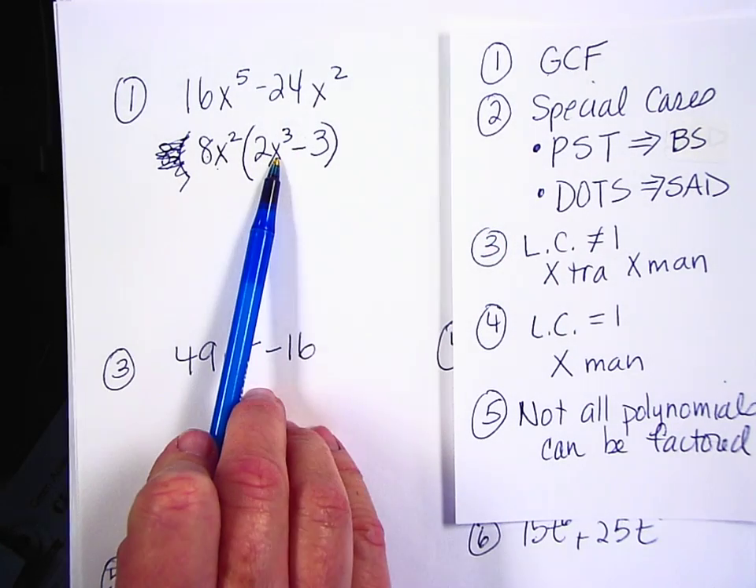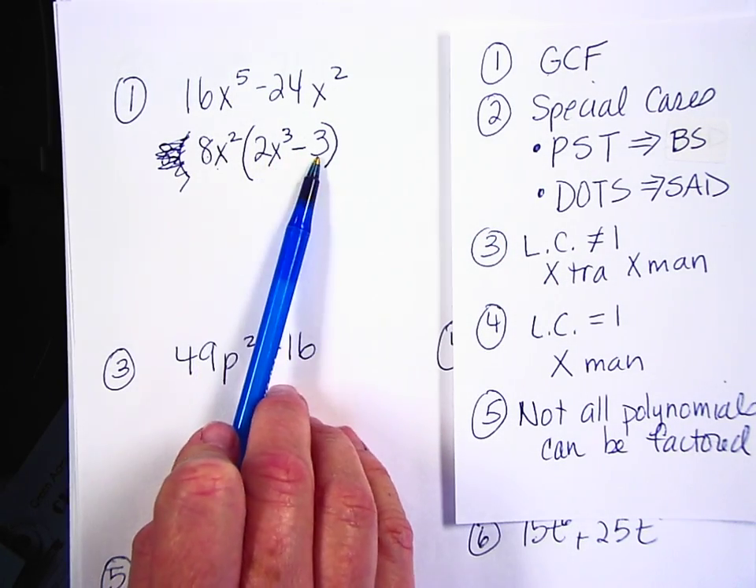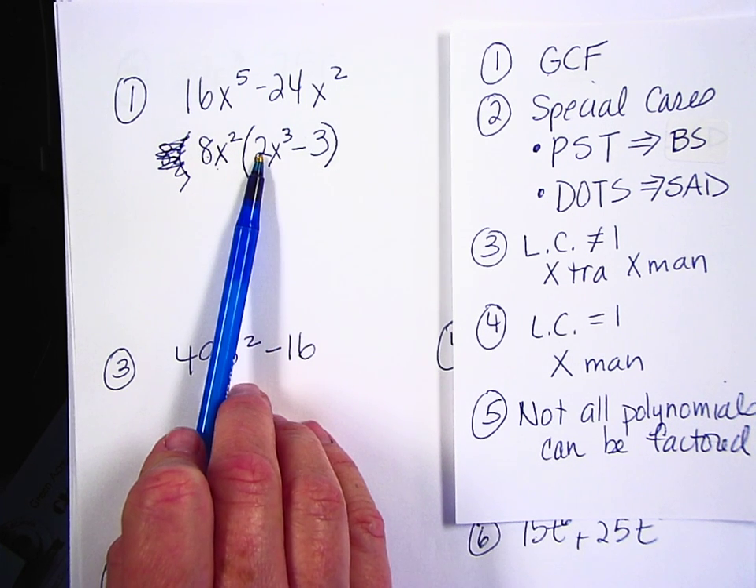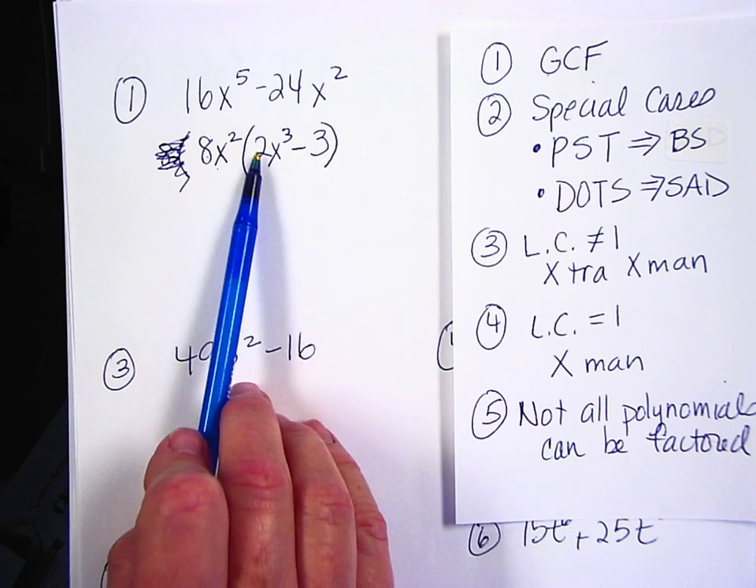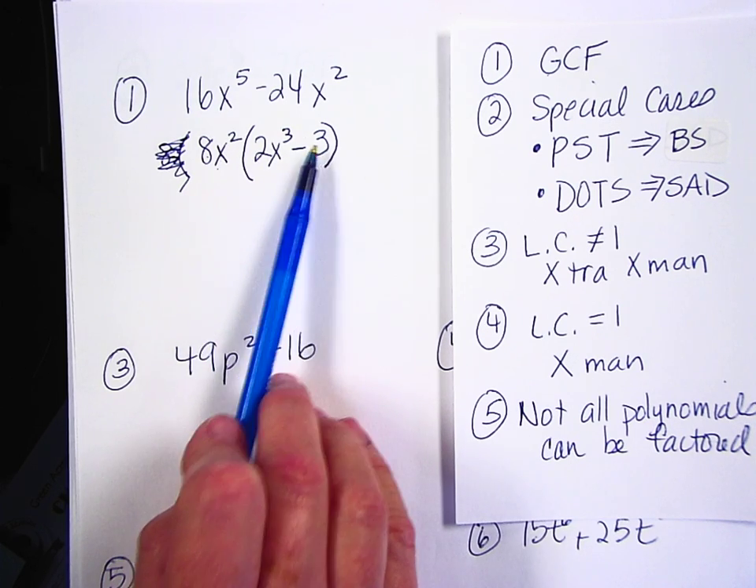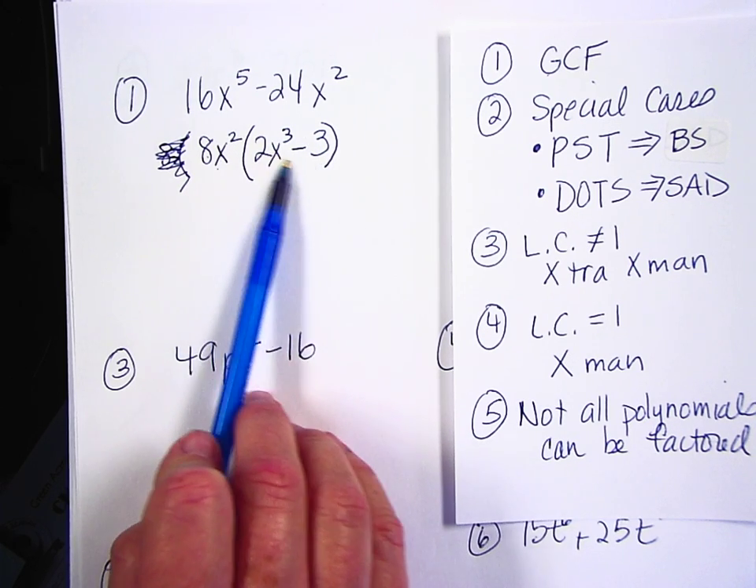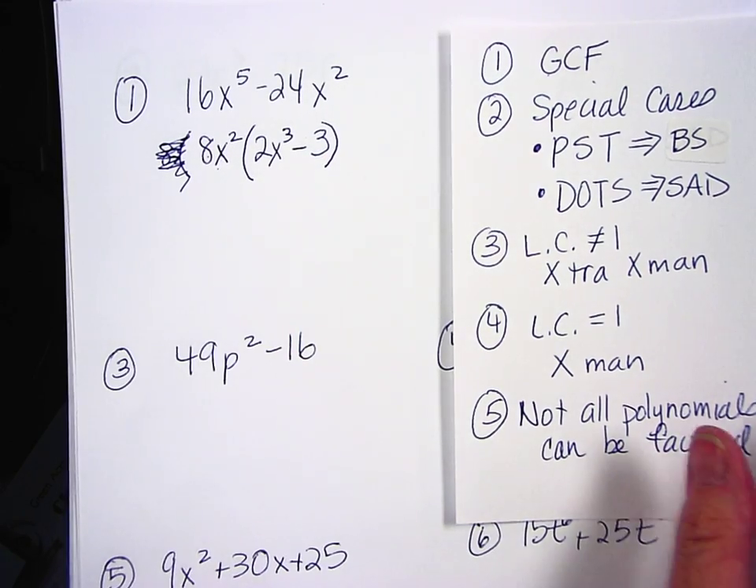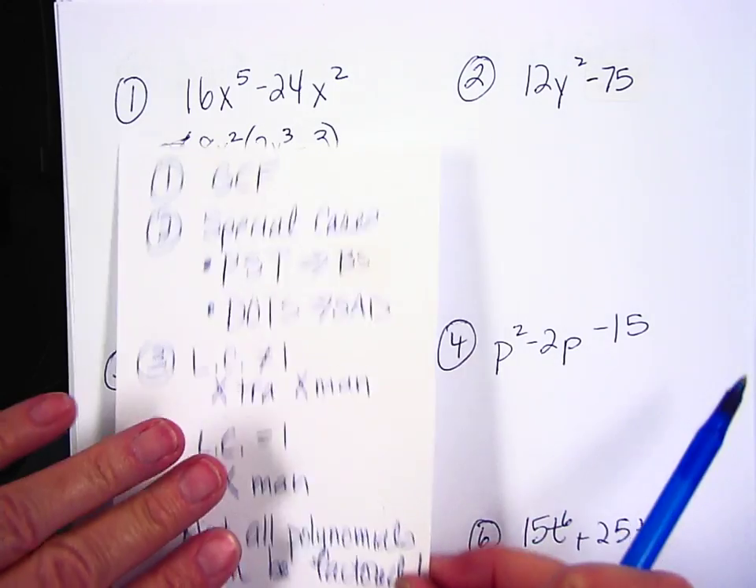Now, this is not a special case. It's not a PST. It's not a trinomial. It's not DOTS, because it's not the difference of 2 squares. These are not square numbers. And since it's a binomial, if it's not DOTS, I'm done. That is your final answer for number 1. Number 2.